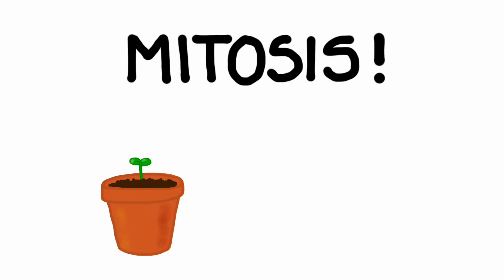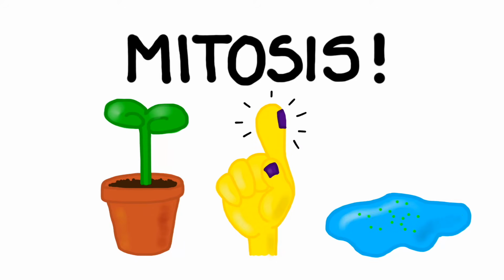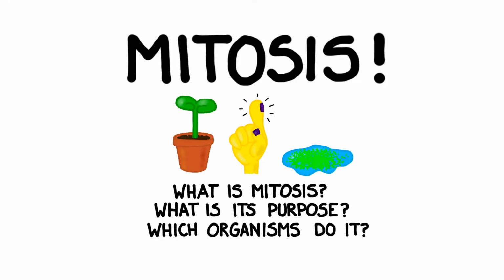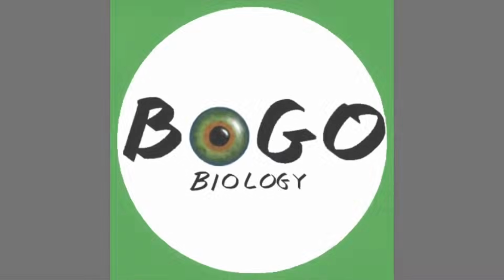Mitosis. It explains why a tiny seed eventually grows into a huge plant, why a cut heals, and why a small population of pond protozoa can suddenly explode in size. Today we're going to learn what the purpose of mitosis is, what organisms do it, how it works, and what happens when it goes wrong. Okay, here we go.